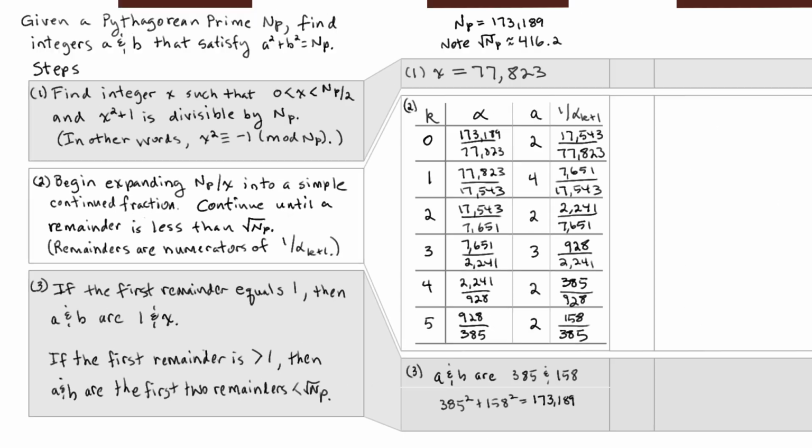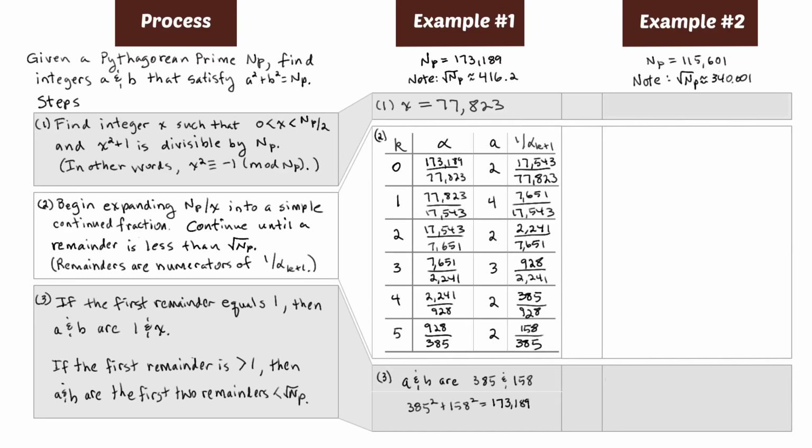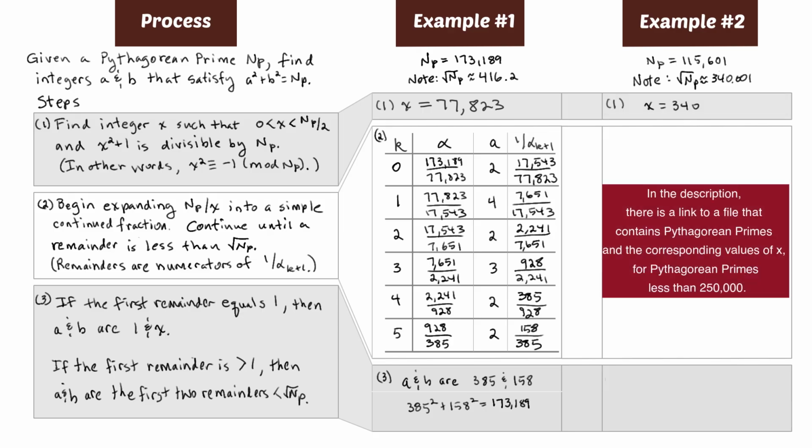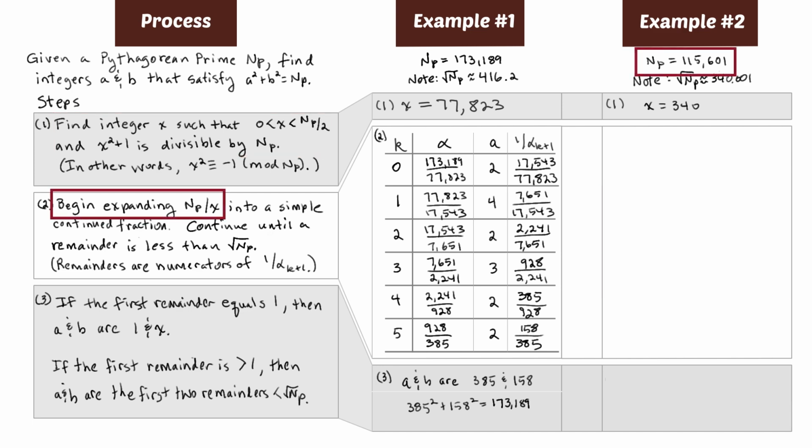We'll do one more example. This time the Pythagorean prime is 115,601, and its square root is just over 340. In step 1, we found x that satisfies the conditions is 340. In step 2, we start expanding 115,601 over 340 into its simple continued fraction.